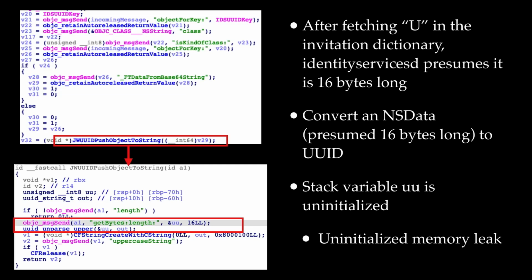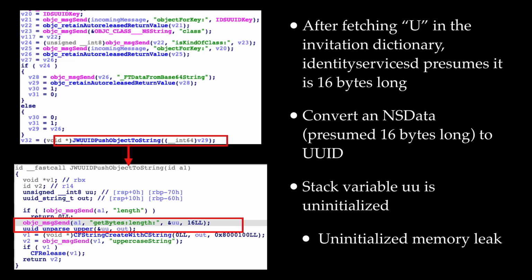But if you look at how the receiver parses the UUID, you will find something interesting. After an invitation is received, IdentityServicesD will try to parse the dictionary. The first step is it tries to fetch the U in the dictionary. U is the key. And if the value object is NSData, it will pass the NSData to a function called GWUUIDPushObjectToString. You don't have to read the whole code.